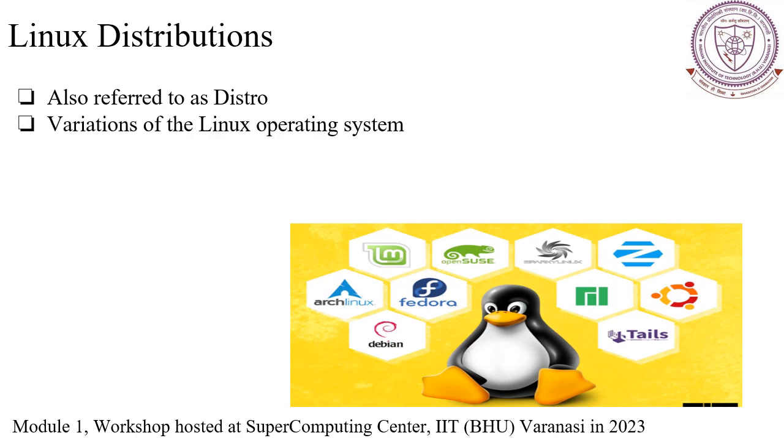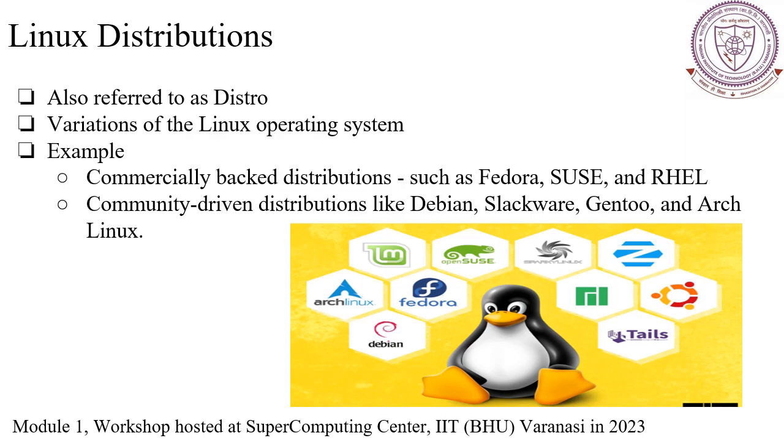So, the next thing is Linux distribution. A Linux distribution, also known as a distro, is a variant of the Linux operating system that has been customized with a specific set of hardware. There are hundreds of different Linux distributions available, each with its own strengths and weaknesses. Some Linux distributions are commercially backed, such as Fedora, SUSE, and Red Hat Enterprise Linux, that is RHEL. These distributions typically offer more support and stability than community-driven distributions, but they can also be more expensive.